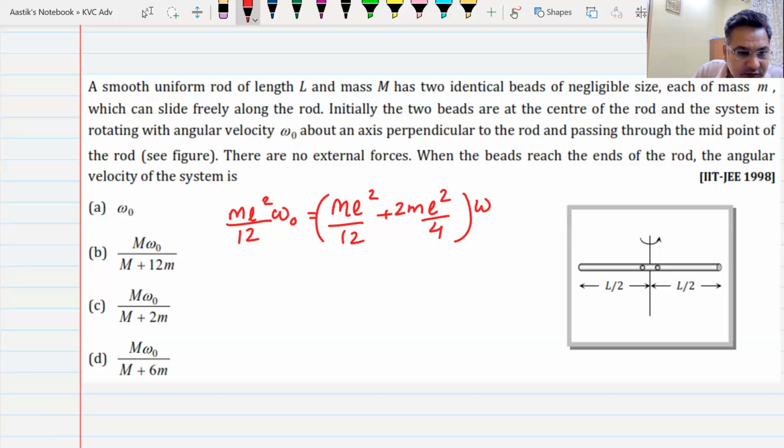This is probably one of the more difficult problems that can come, but if you understand it, it is not at all difficult. Law of conservation of angular momentum we are dealing with. And we have done some fabulous problems here.